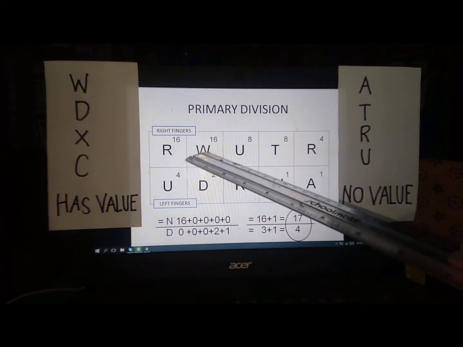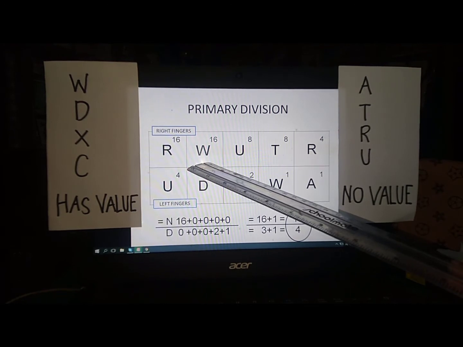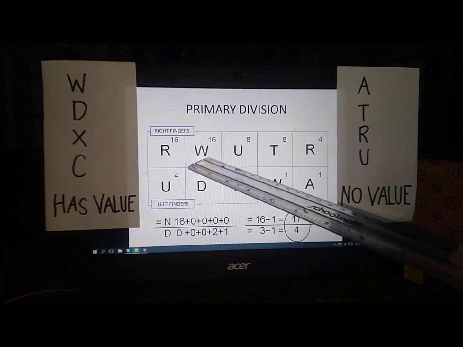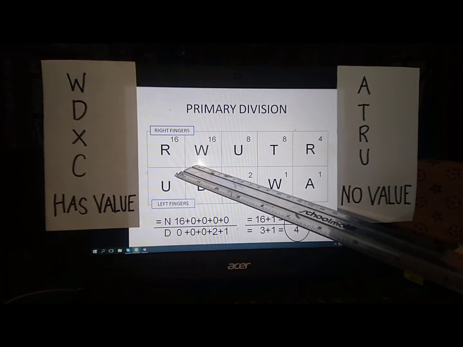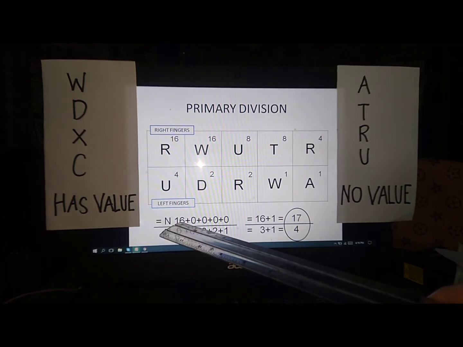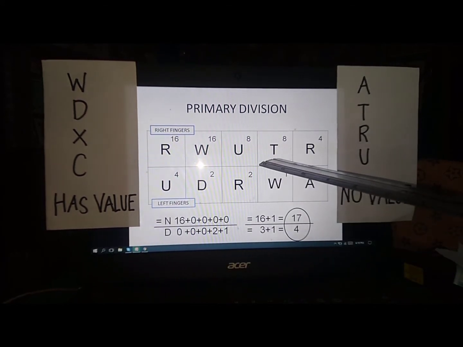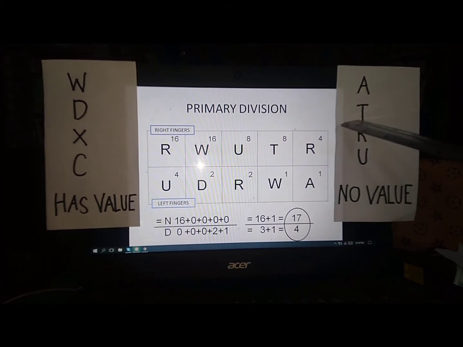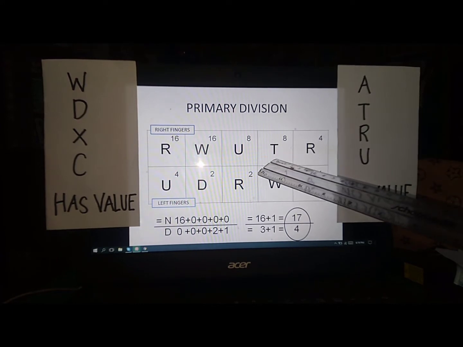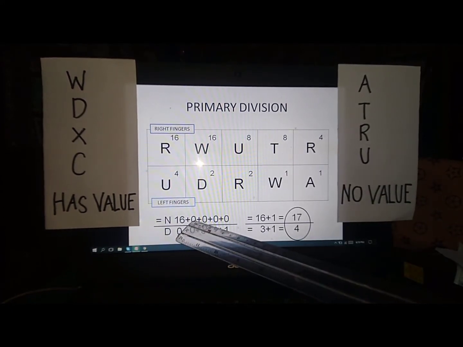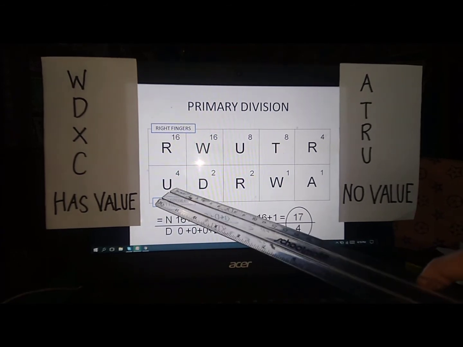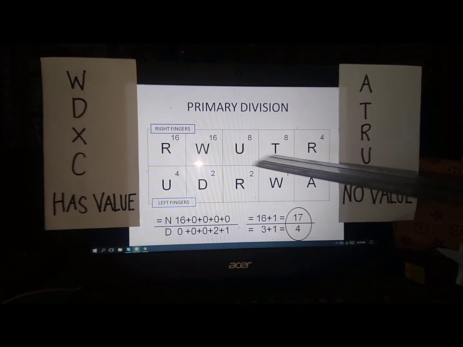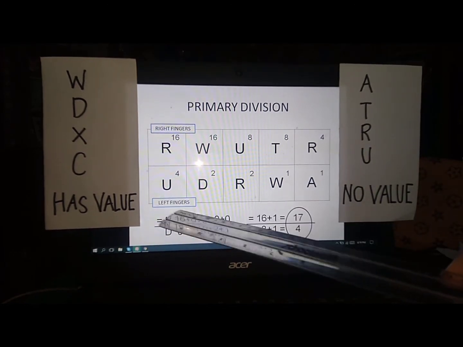Finger number 2 is W, plain whorl. It belongs to the whorl family. Since it belongs to the whorl family, we should put 16. Next is finger number 4, T, which means tented arc. Since it does not belong to the whorl family, we should put 0 here. Next is finger number 6, U, means ulnar loop. Since it also does not belong to the whorl family, we should put 0 here.